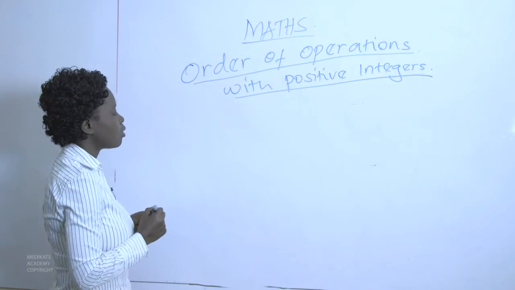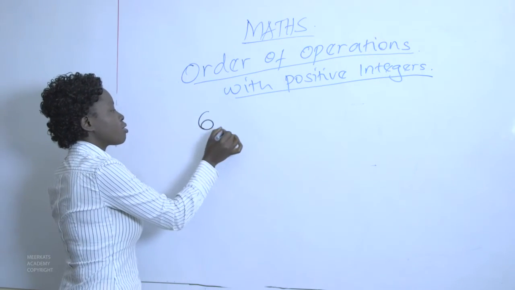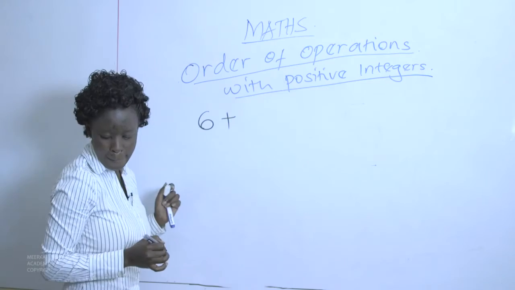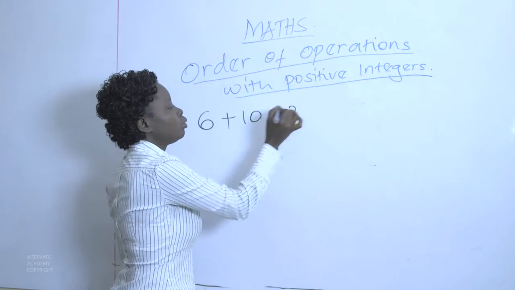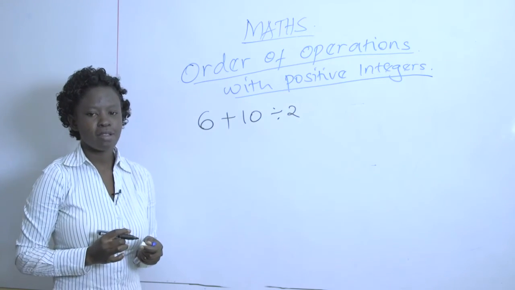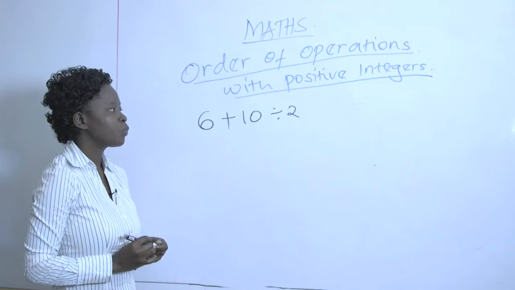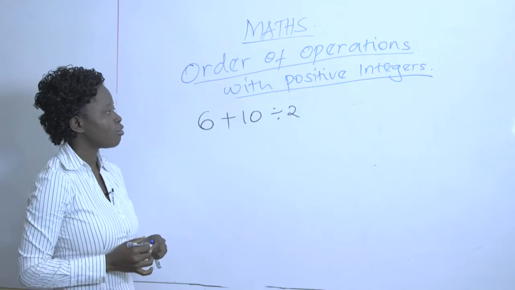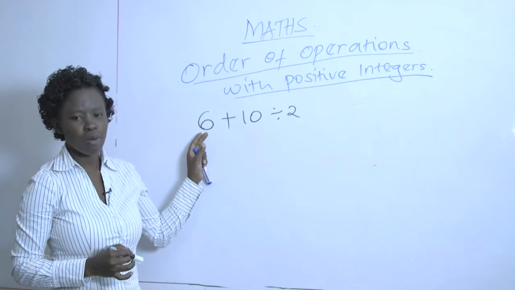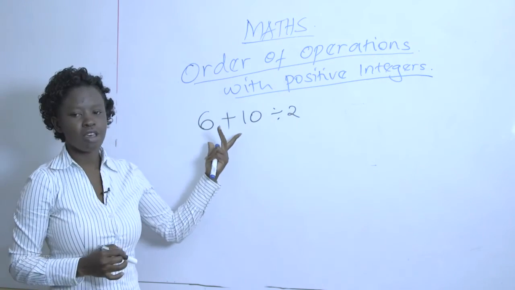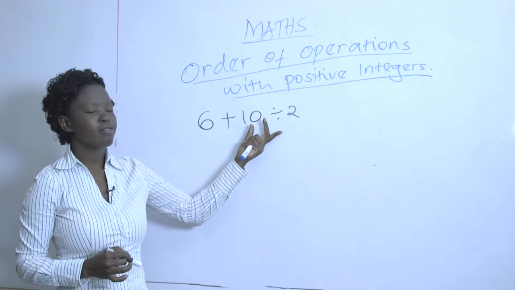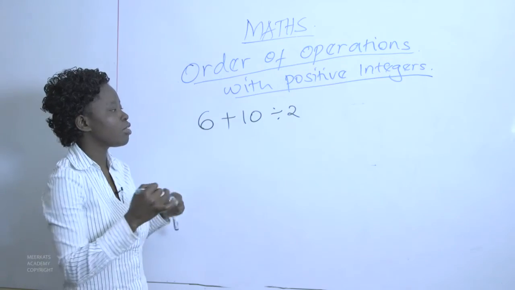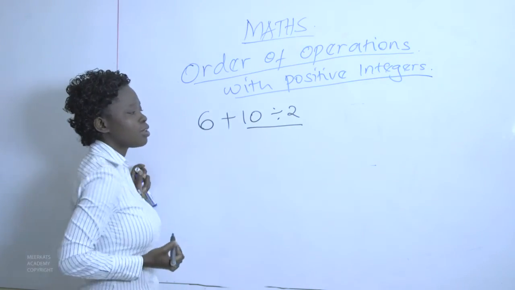A simple example to start with: we have 6 plus 10 divided by 2. In this case, we have to check, do we have brackets in our question? And we discover that we don't have brackets. So the next operation we have is division. So division is the first activity that we'll carry out.